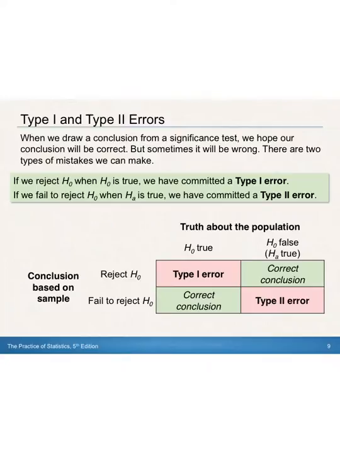So when we draw a conclusion from a significance test, either we choose to reject the null based on conclusive evidence or fail to reject the null based on a p-value that's higher than the alpha level, we could be wrong, and there are two types of mistakes that we can make. So if we reject the null and the null is actually true, we've committed what is called a type 1 error. So in that case, we reject, but it's actually true. That's type 1. And if we fail to reject when it actually is false, that's a type 2 error.